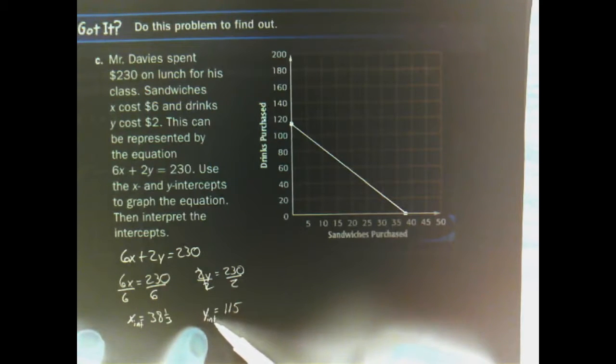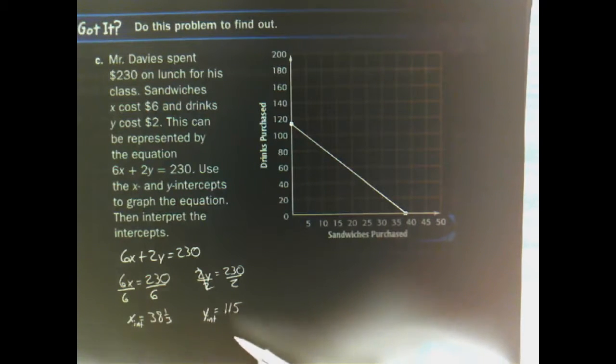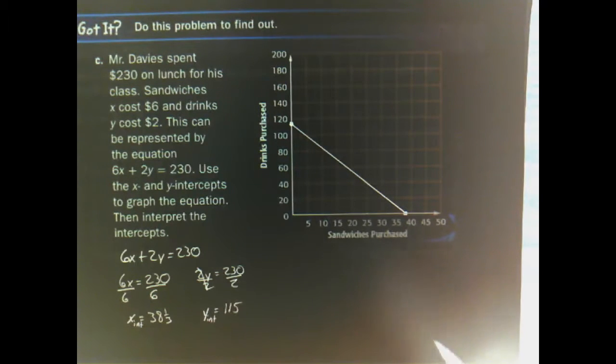On the opposite end, our y-intercept, if I only bought drinks, I could buy 115 drinks. Okay, so that's what my y-intercept represents. If I bought 0 sandwiches and only drinks, I could buy 115 of them with the $230.